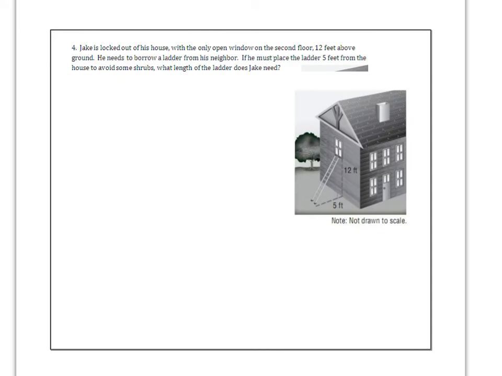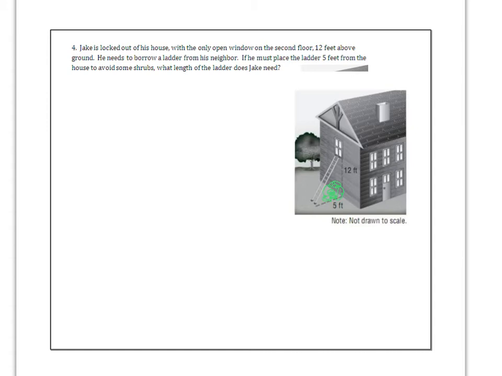Number 4, Jake is locked out of his house with the only open window on the second floor, 12 feet above the ground. He needs to borrow a ladder from his neighbor. If he must place the ladder 5 feet from the house to avoid some bushes or shrubs, what length of ladder does Jake need? So imagine maybe your mother has a beautiful rose bush right in here, a hydrangea bush or something, and you can't mess that up. So your ladder has to be long enough to go over that.